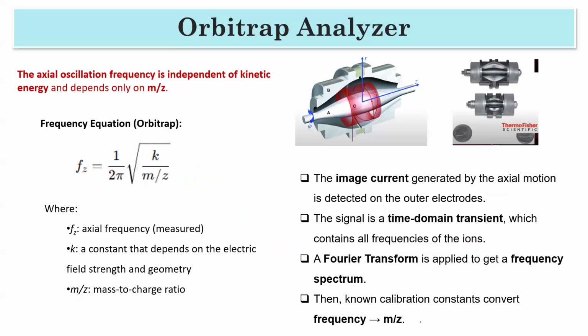One thing I would like to highlight here: in this case you can just know the frequency and you can know the m by z. So this is working as a detector also. It is acting as a detector, so you can know m by z directly. So in ICR and this Orbitrap, you don't need an external detector. You can just use this as a mass analyzer and a detector.